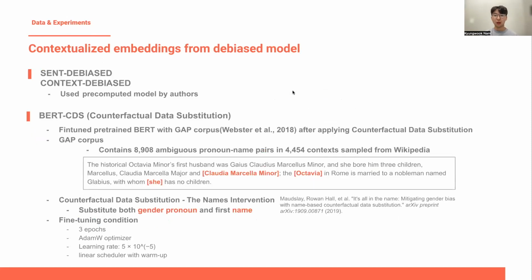Methods for debiasing models that we applied are as follows. For Sent-Debias and the context debias, we use publicly released computed models by others. To get the CDA applied model, fine-tuning was applied on the CDA applied GAP coreference dataset.